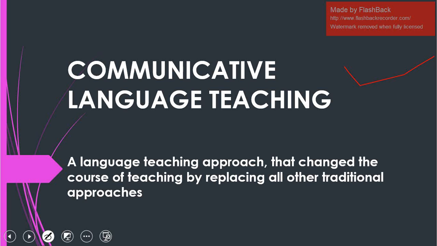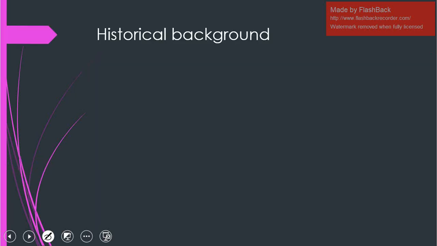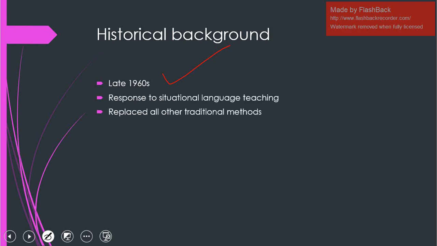So what is communicative language teaching? Let's discuss its history. It started in the late 1960s as a response to situational language teaching, the method we discussed earlier in the previous video lecture. So every method came into being as a response to another method. This method, communicative language teaching, came into being as a response to the oral approach and situational language teaching.